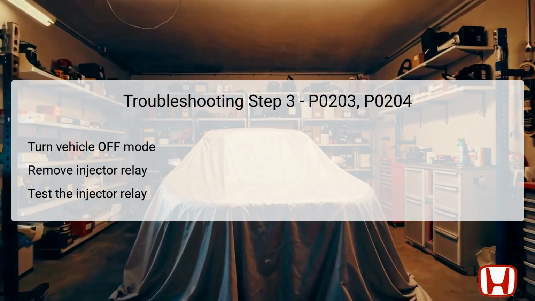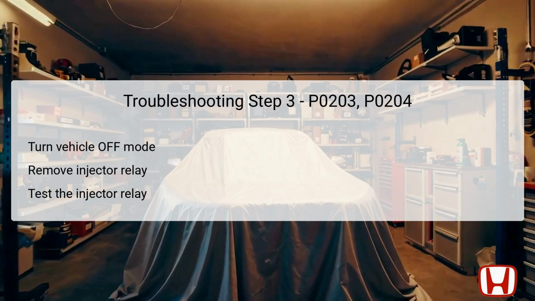The next step involves checking the injector relay, which is responsible for providing power to the injectors. Begin by turning the vehicle to off mode to ensure safety while working on electrical components. Once the ignition is off, carefully remove the injector relay from its socket. It's important to inspect the condition of the relay. If it shows signs of damage or wear, it may need replacement.